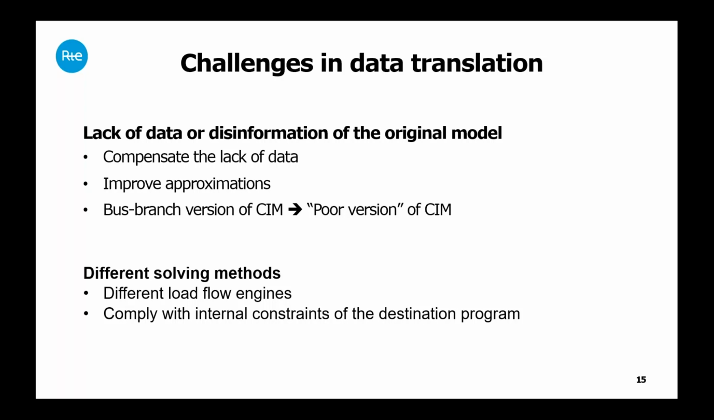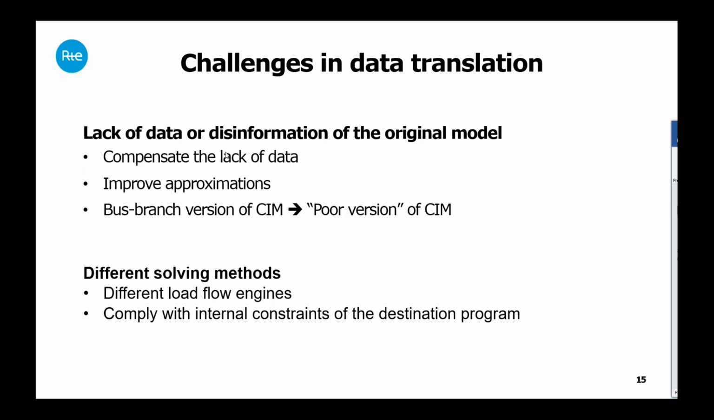Also, if the exported model is a bus branch version of CIM, bus branch means it does not contain all the devices. For example, you have some closed disconnectors that are not exported. And in all cases, average data or default values are used if we have a lack of data, and a warning is sent to the user in the error report.